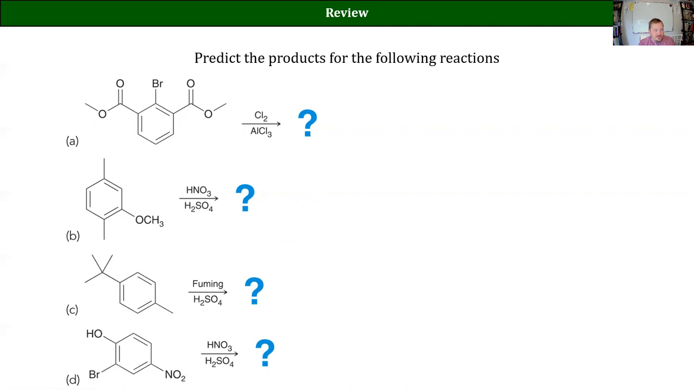So let's do some more practice with this. Now we're getting into some tricky ones. So I'll give you guys a few seconds. Remember, you're looking at ortho para directors, which are activators. Having lone pairs conjugated with the benzene ring is an activator. Pi bonds conjugated are meta directors. And if they're in conflict with each other, the strongest activator controls where you put your new substituent. So I'll give you guys a few minutes to work through these.